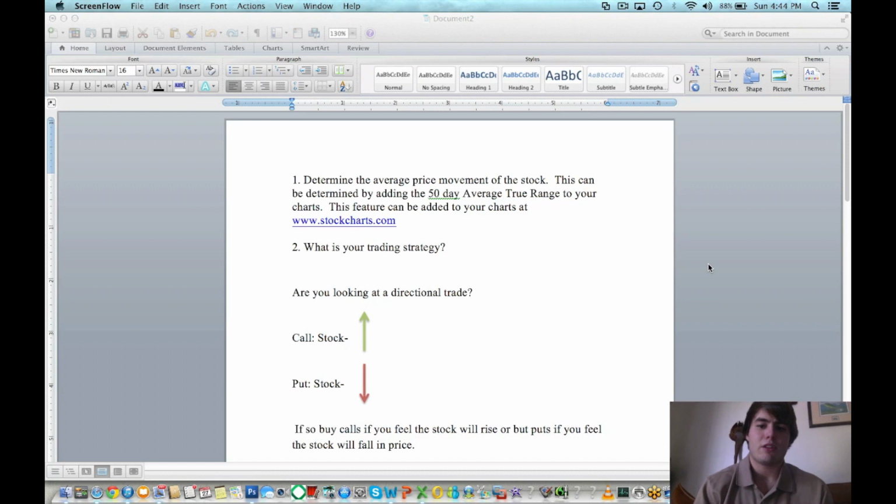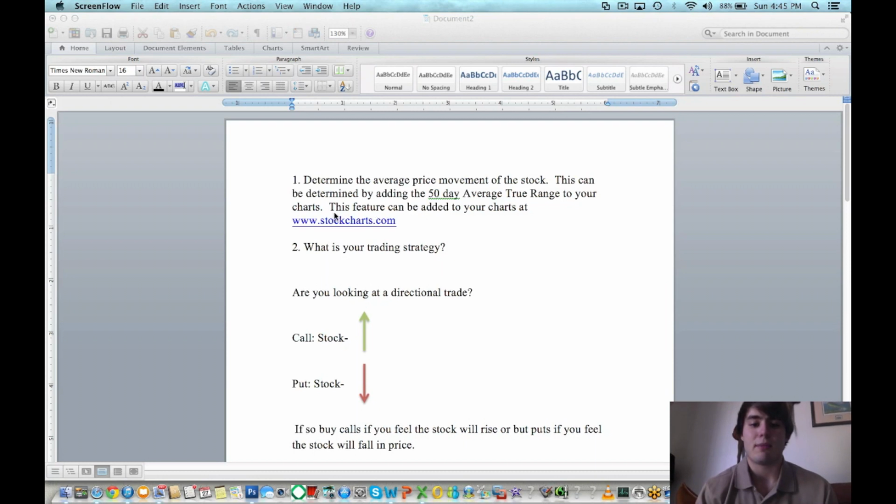Okay guys, now on to our informational segment of the week, and that's going to be steps on knowing when and how to place a trade. And we've basically broken it down into 4 simple steps. I'm going to get right to it. The first step is going to be determine the average price movement of the stock. This can be determined by adding the 50-day average true range to your chart.